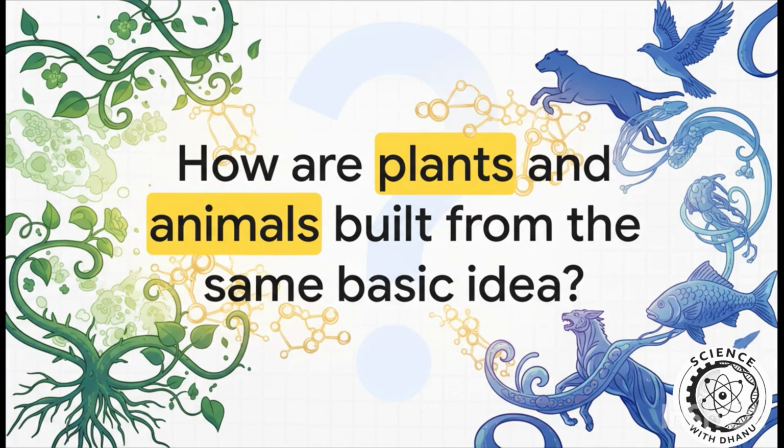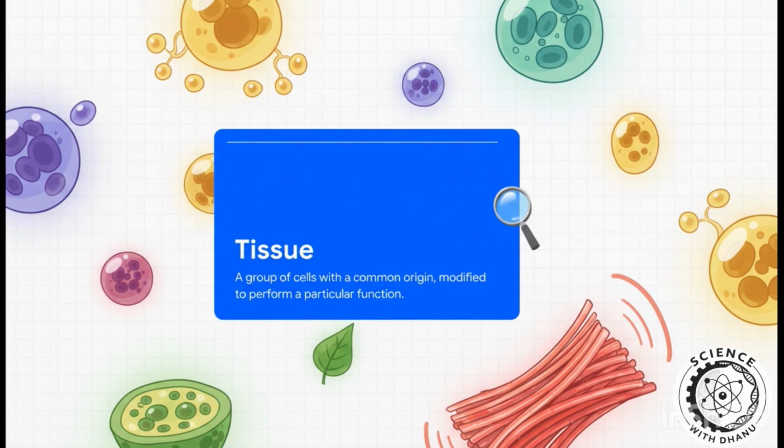So the big question we're tackling is right here. How can two totally different forms of life, one that's stuck in the ground and another that's always moving around, be built from the exact same fundamental principle? Well, the answer boils down to one simple, pretty elegant idea. And here it is, the hero of our story, the tissue.